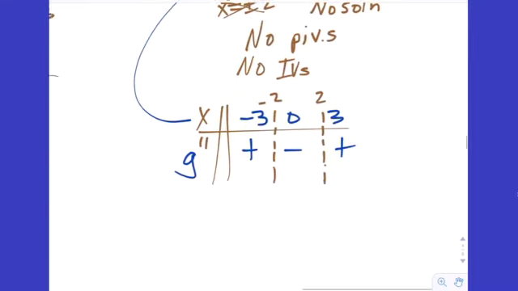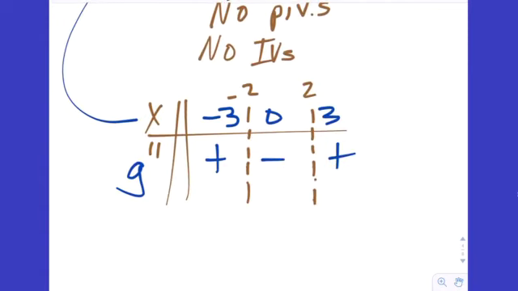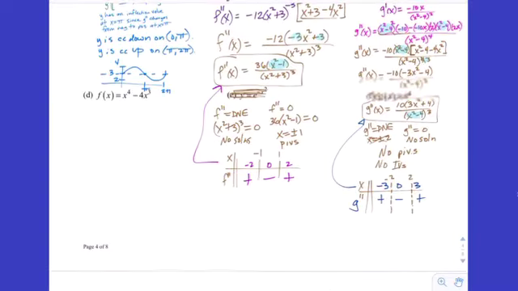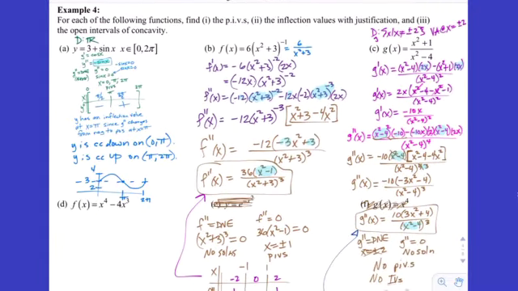Okay, there you go. So now, without writing it, we could say it. G is concave up from negative infinity to negative 2, union 2 to infinity, and G is concave down between negative 2 and 2. Do we have any inflection values? No, they're vertical asymptotes. Okay, so discontinuities are pretty important.